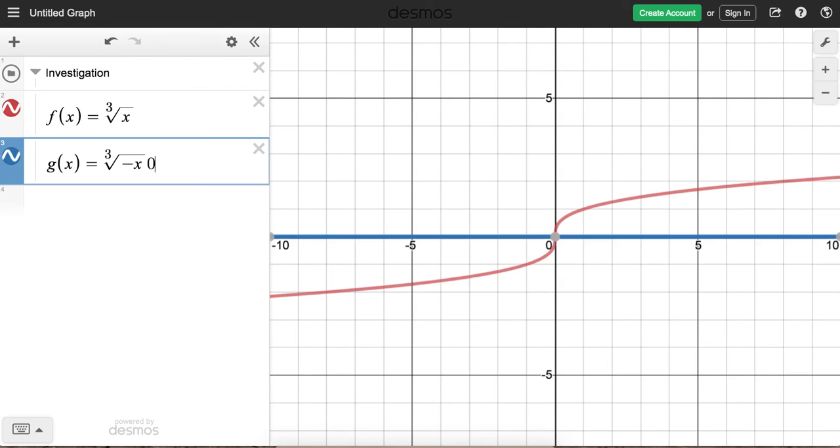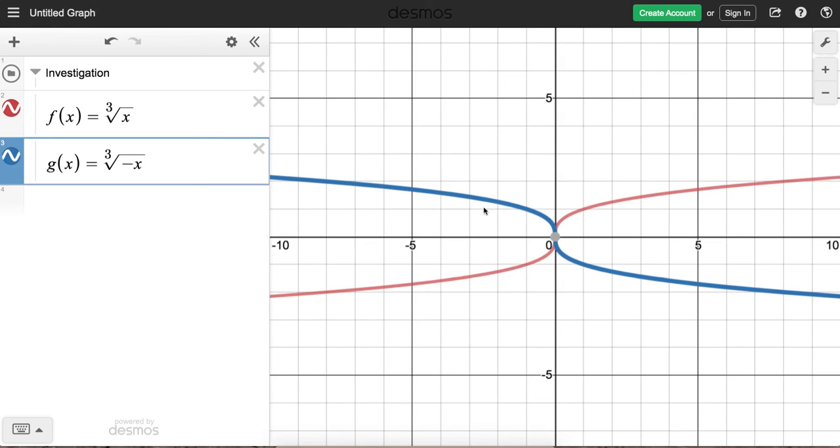However, because of the properties of the cube root function, it also looks like it's reflected over the x-axis as well. However, based on the location of the negative sign, because the negative sign is inside the function, it technically is a reflection over the y-axis and not the x-axis.